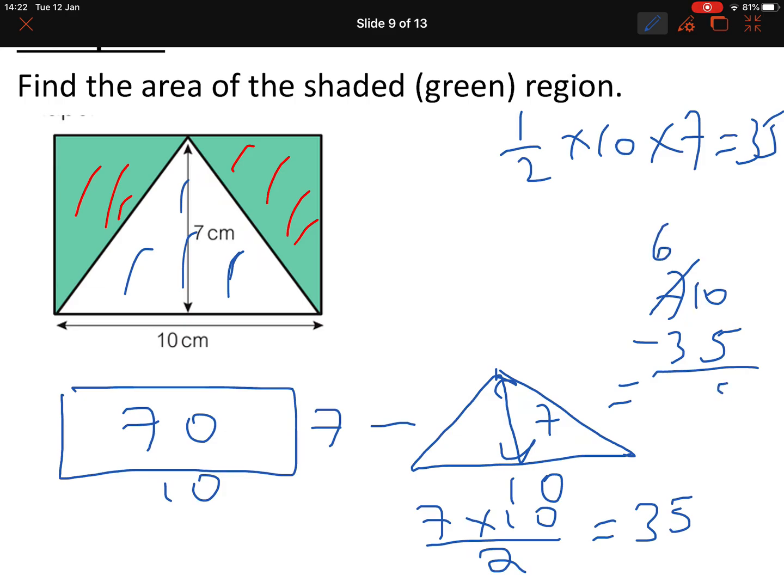0 take away 5 you can't do. Borrow from the 7, that becomes a 6. Put the 1 next to the 0. 10 take away 5 is 5. 6 take away 3 is 3. Okay, so the answer is 35 centimeters squared.